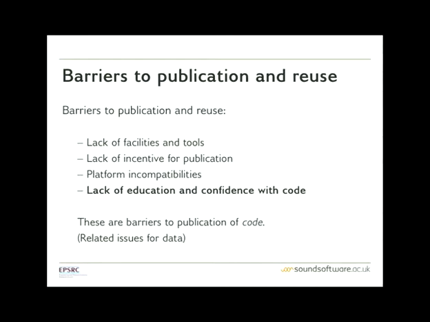After this survey, we identified 4 barriers that prevented the publication and reuse of research software. In this talk we are going to be focusing on the last one, but just in a quick way. The barriers were the lack of facilities and tools. There weren't enough facilities and tools available for the researchers, or the researchers weren't aware that they existed. There was a lack of incentive for publication of software. Platform compatibility is a common problem. Software developed for some versions of MATLAB many times doesn't run in newer versions of MATLAB, etc. And most importantly, the one I'm going to be focusing on today, is the lack of education and confidence with code.